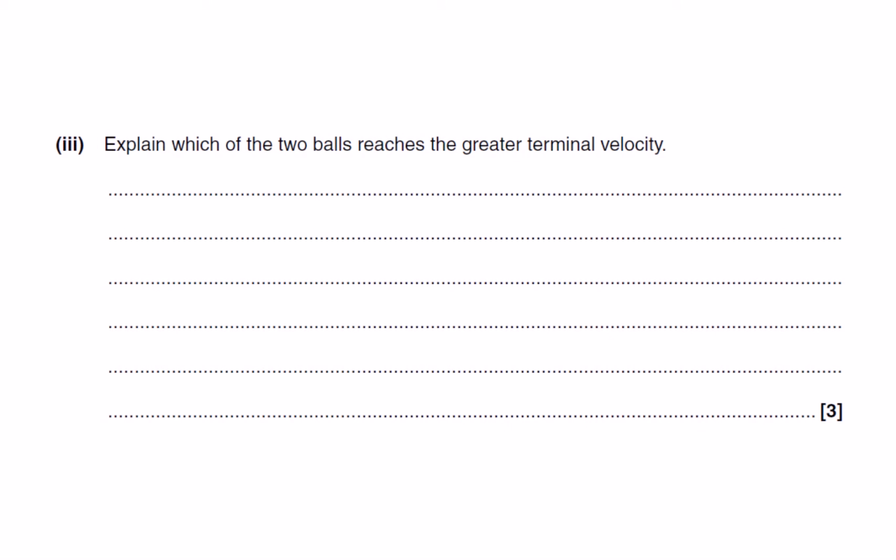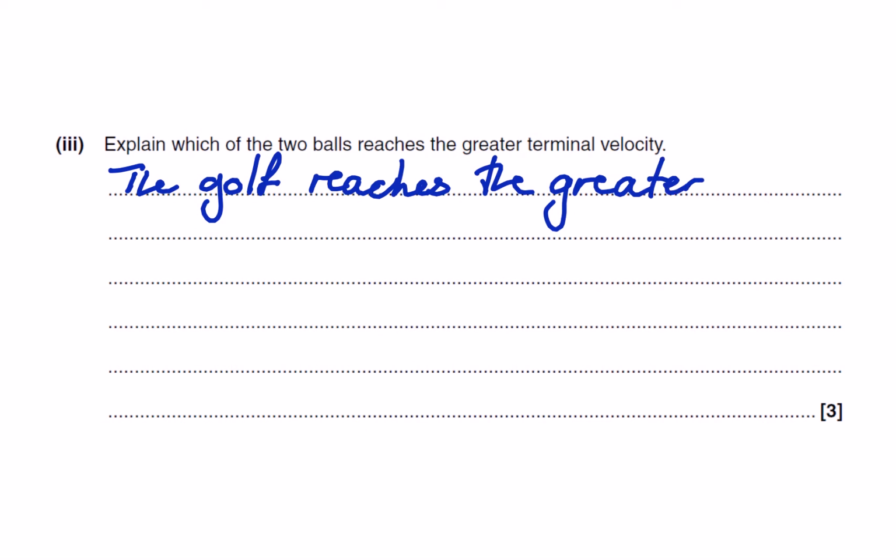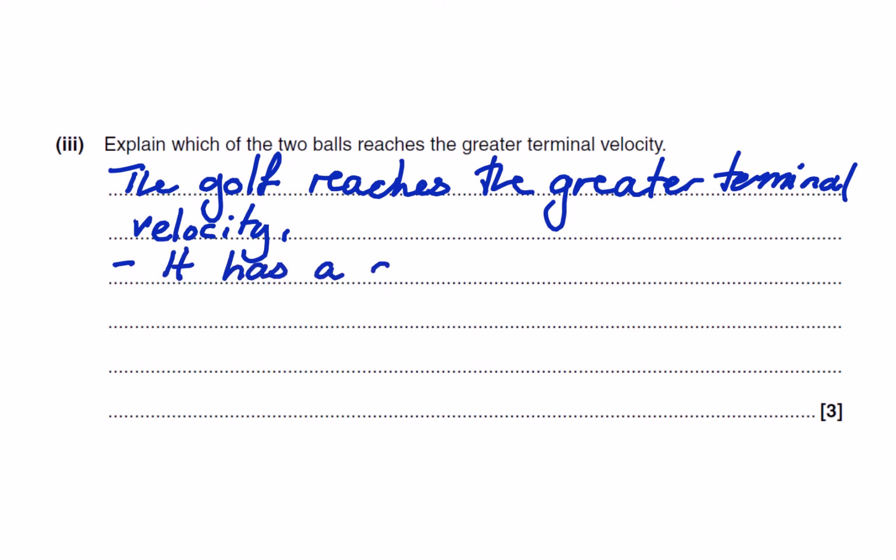Explain which of the two balls reaches the greater terminal velocity. I would say the golf ball, although there's not a state and explain, but I would state that the golf ball reaches the greater terminal velocity. And we've got to explain why. Okay, this is because it has a greater mass, and hence it has a greater weight.